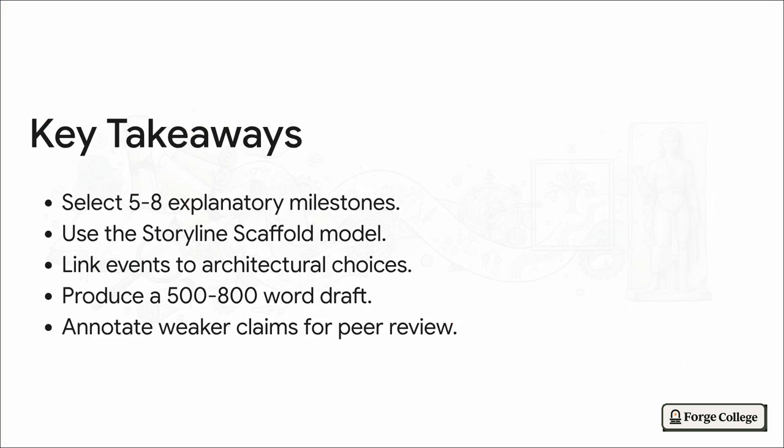So let's just run through the key takeaways one more time. First, select just 5 to 8 really explanatory milestones. Use that storyline scaffold model: backbone, connectors, evidence. Always link events to architectural choices. Aim for a tight 500 to 800 word draft. And last but not least, be honest and annotate any weaker claims so you can get good feedback. That right there is the recipe for success.